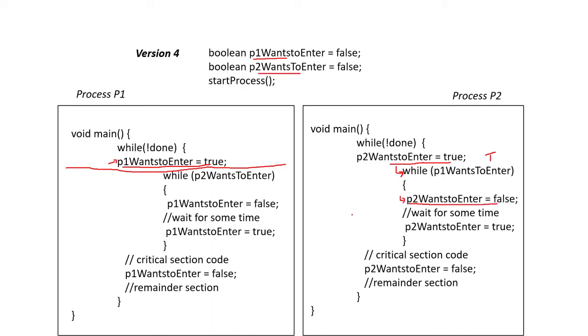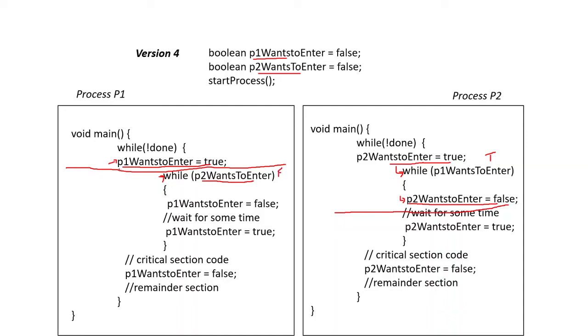Now let us assume that at this point, while the process P2 was waiting for some time out, the process P2 has been suspended. When P2 has been suspended, P1 resumes. P1 was at this line of code. Now P1 will check the while loop to see if P2 wants to enter has been set to true. This evaluates to false because P2 wants to enter has been set to false by P2 after it entered into the while loop. So this while loop entirely evaluates to false.